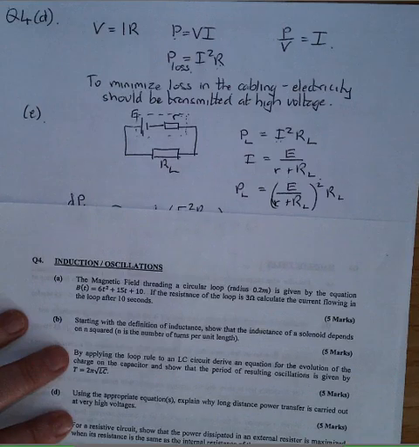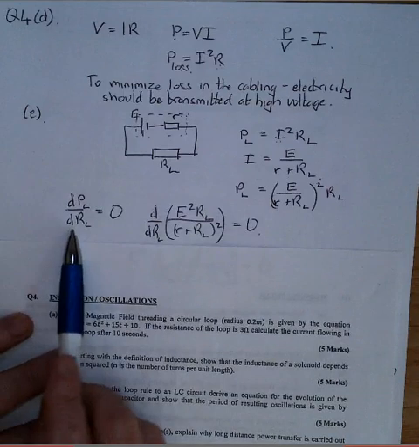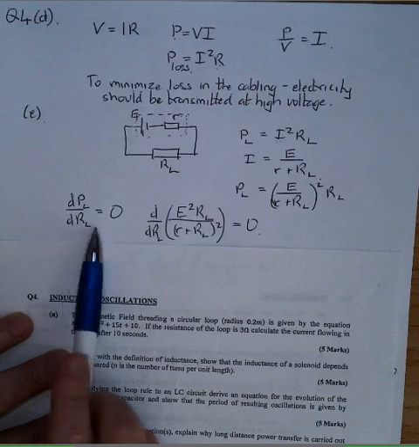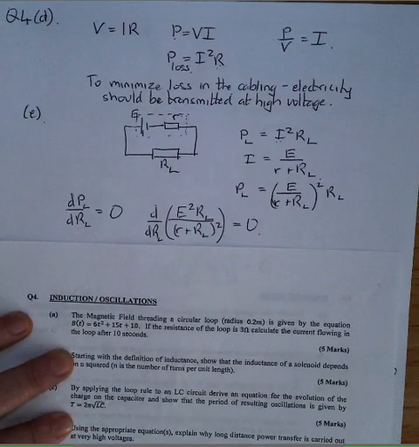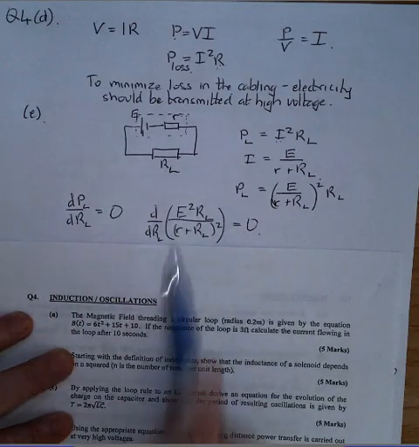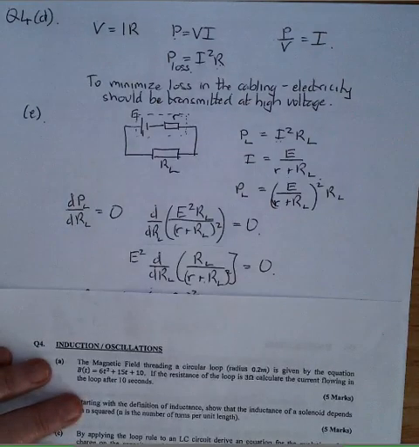If you differentiate PL with respect to RL, and set that equal to 0, that will give you the best value for RL to use. So we're going to put dPL/dRL equals 0. We're trying to figure out what's the best RL, so that's why we're differentiating with respect to RL. So d/dRL of all of this should be equal to 0. Now we can take the E squared out for a start, because it's a constant, a fixed thing in our circuit, and still set that to 0.